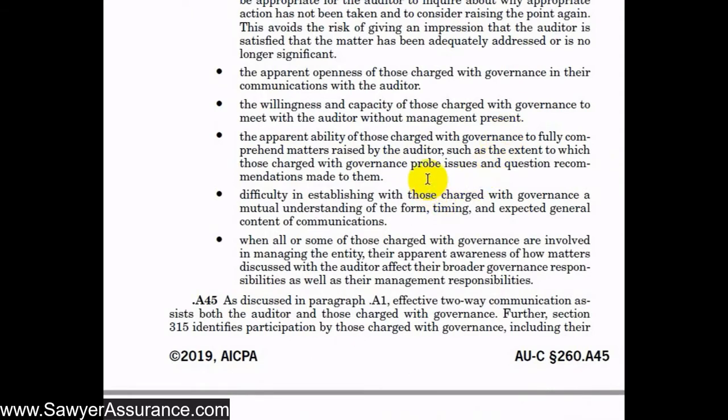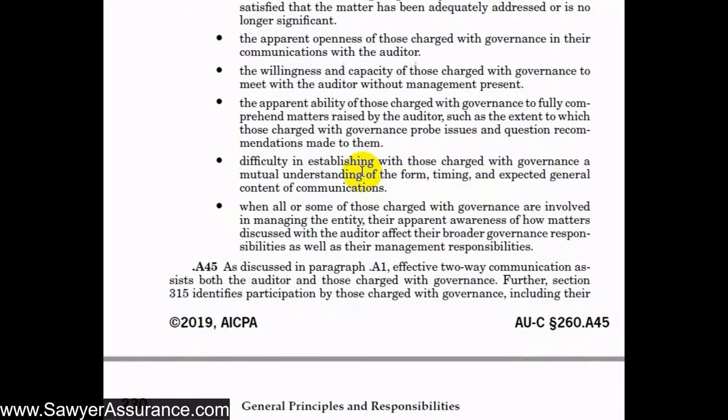So if they don't really comprehend the matters that we're raising to them, certainly we're not communicating things effectively to them. Also, difficulty in establishing with those charged with governance a mutual understanding of the form, timing, and expected general content of the communication. So if we can't come to a good understanding of what needs to be communicated to us and when and how, we need to consider whether our two-way communications are effective. And also, when all or some of those charged with governance are involved in managing the entity, their apparent awareness of how matters discussed with us affect their broader governance responsibilities as well as their management responsibilities. So if these persons within the entity are not effectively executing their roles as both management and those charged with governance, then we need to communicate with them better.